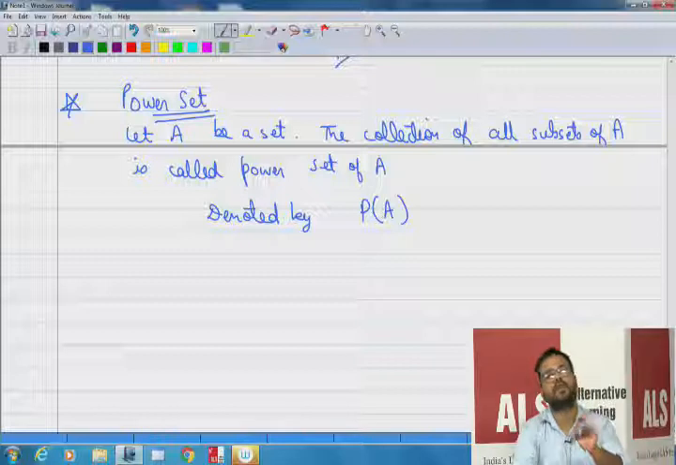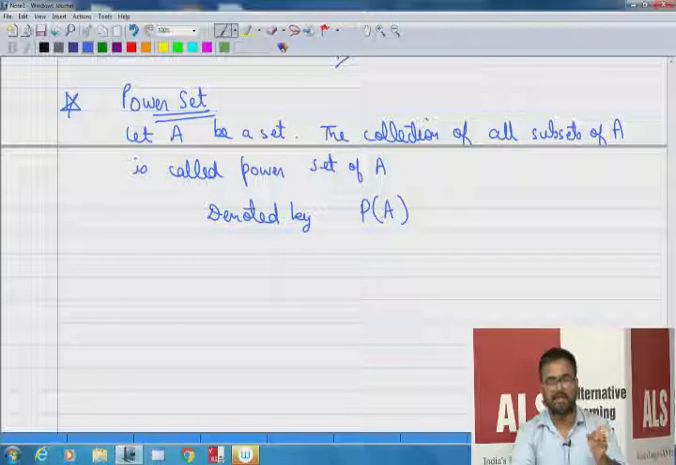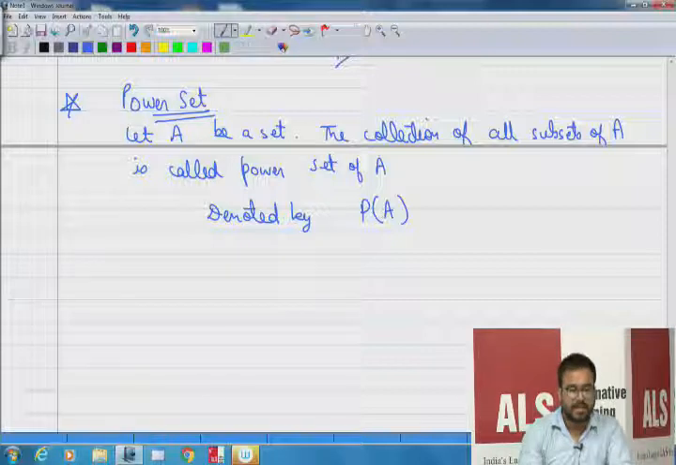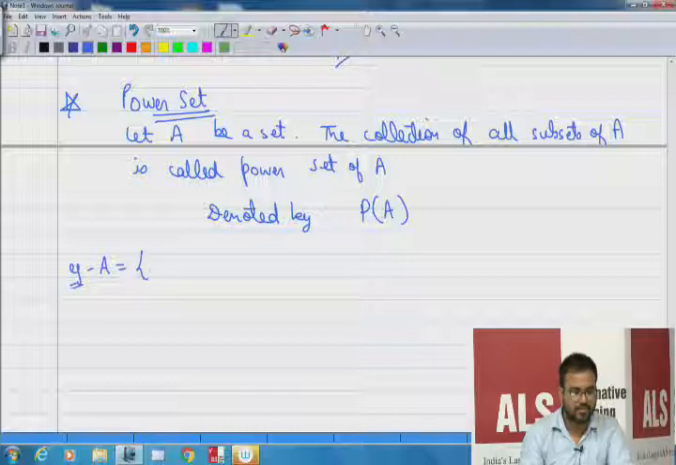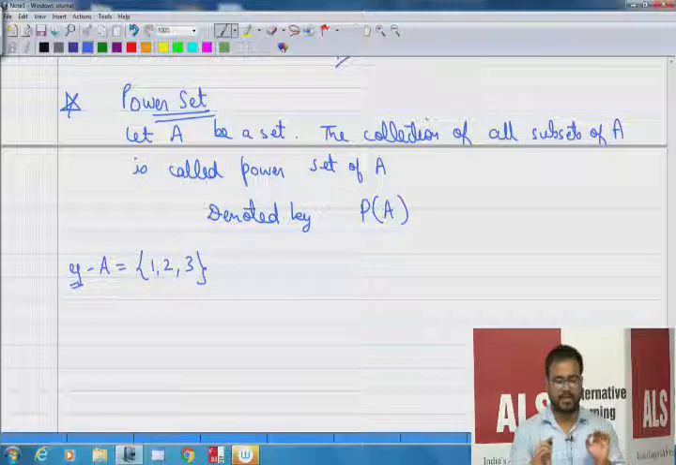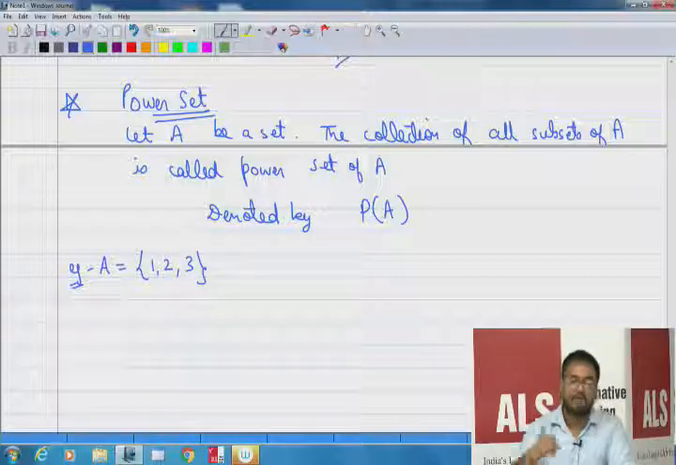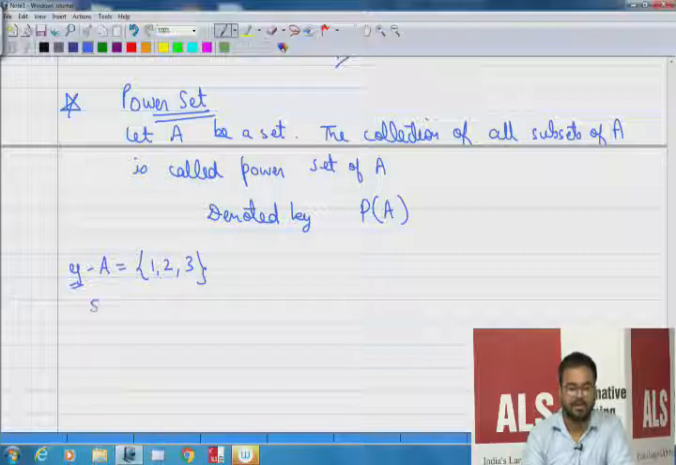Then the power set of any set is always non-empty, because it always contains the empty set and the set itself. Now let's understand with the help of an example. Let's say A is equal to {1, 2, 3}. First of all, understand this is a very important topic. These 1, 2, 3 are the elements of A, and the curly bracket indicates that they are in roster form. Now what are the subsets of A if we have to write them?